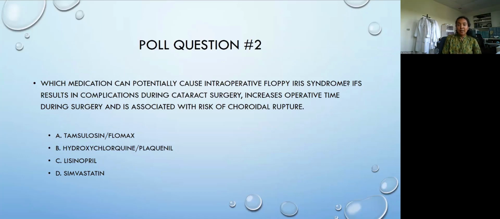That brings us to the second polling question: which medication can potentially cause intraoperative floppy iris syndrome? Remember that IFIS results in complications during cataract surgery, can increase surgery time, and can also be associated with choroidal rupture. Is it A, tamsulosin or Flomax? Hydroxychloroquine or Plaquenil? Or lisinopril or simvastatin? All right, excellent. The correct answer is Flomax, and we'll talk more about that next.